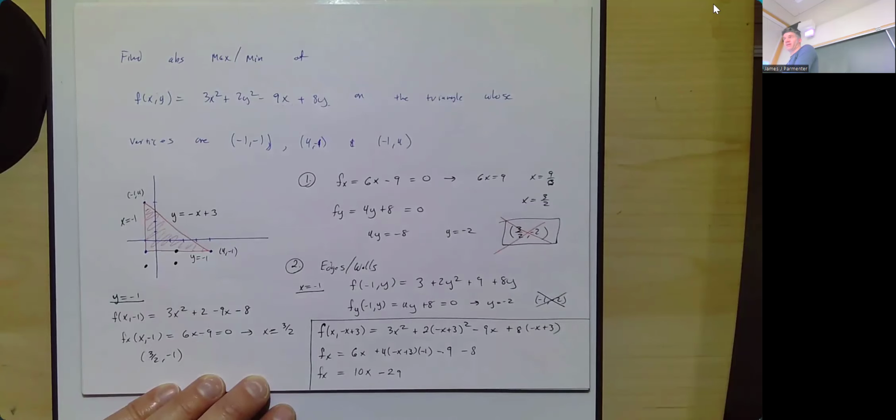I think we might get something in the domain here. It's going to be really, really gross, though. I mean, really, really gross is debatable. So that equal to 0, you're going to get 10x equal to 29, or x equal to 29 over 10.